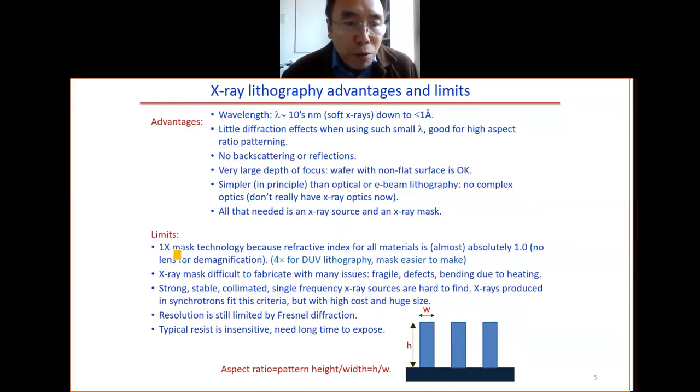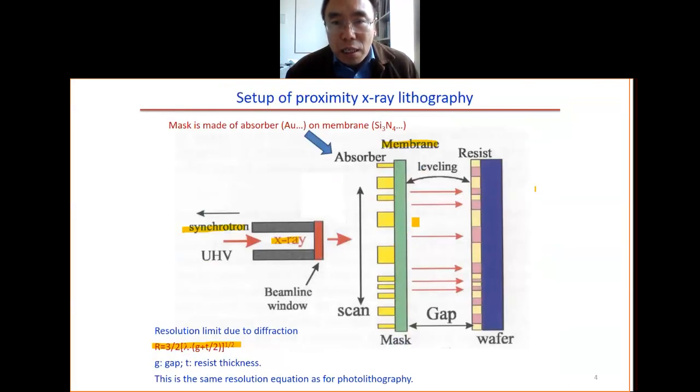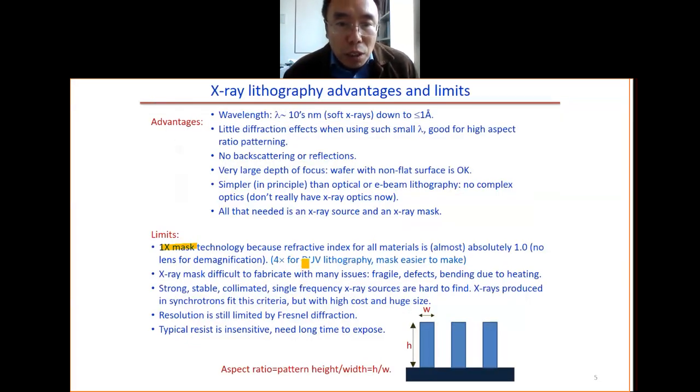For the limit, first it is 1 times mask. That means you can see here the feature size. So the feature size on the resist is the same as the feature size on the mask. So it may be hard if the feature size here is very small. It may be difficult to fabricate the mask. But we know that for the normal DUV lithography, we have 4 times reduction by the length. So this makes the mask fabrication easier.